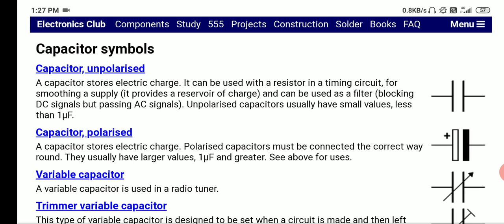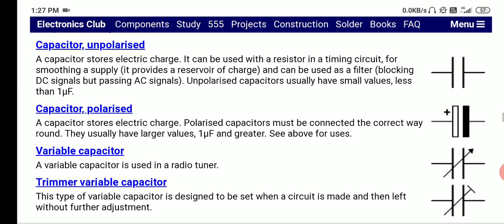So we are coming up to capacitor symbols. Capacitor, unpolarized. A capacitor stores electric charge. You all must know that a capacitor stores electric charge. It can be used with a resistor in a timing circuit. It is also in your timing circuits in digital electronics. You use it with a resistor for smoothing a supply, and it can be used as a filter, blocking DC signals but passing AC signals.